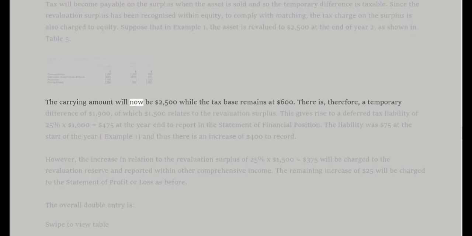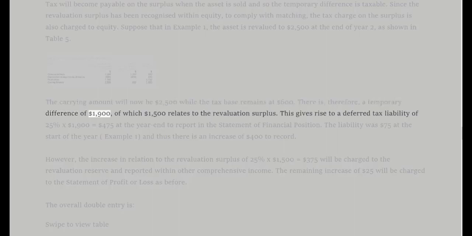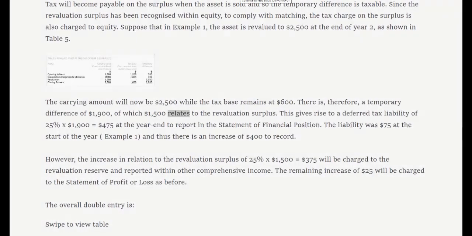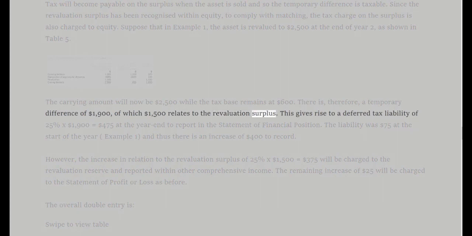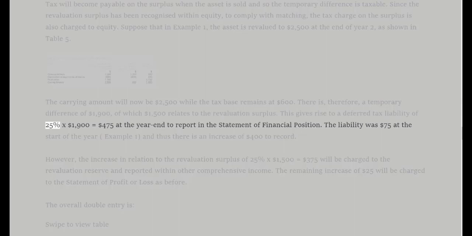The carrying amount will now be $2,500 while the tax base remains at $600. There is, therefore, a temporary difference of $1,900, of which $1,500 relates to the revaluation surplus. This gives rise to a deferred tax liability of 25% x $1,900 equals $475 at the year-end to report in the statement of financial position.